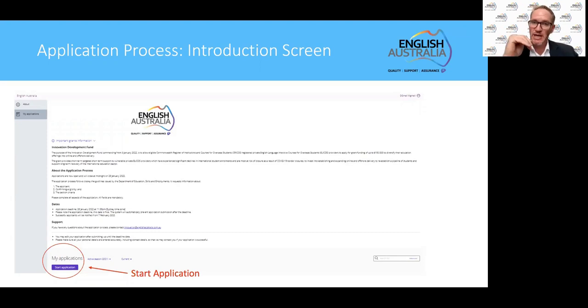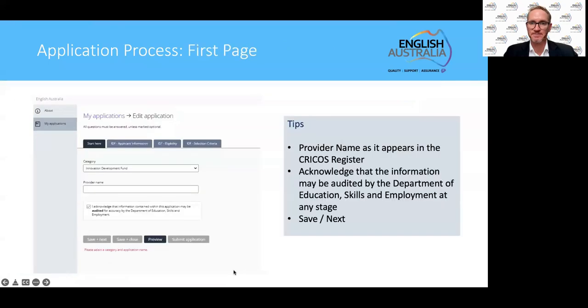Essentially, when you enter the program, you'll come into the Innovation Development Fund portal, and what you will see is a little bit of information around the process itself. Again, we'll reinforce the key dates that you need to be mindful of, noting if you need any support to contact us, and then you will start your application. If you are a returning provider, you'll still go through these similar steps. But once you're here, you need to start completing information around provider name, ensuring the provider name matches the name of the CRICOS registered entity who is applying for the program, and then acknowledging that the information that you're submitting will be validated and audited.